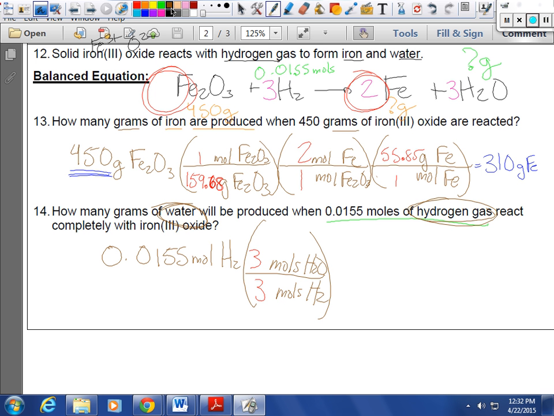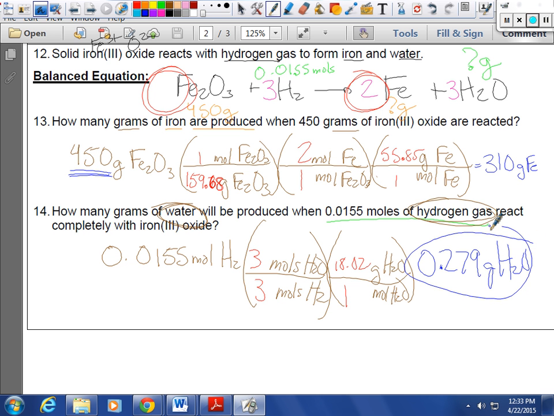And so we're going to move on because they don't want moles of water. What do they want? They want grams. So moles of H2O to grams of H2O. And we know the mass of water is 18.02. So it's 0.0155 times 18.02. How many sig figs? 3. What is it in 3? 0.2 what? Grams of H2O. There's our final answer. Okay? Any questions on that? Everybody good there?